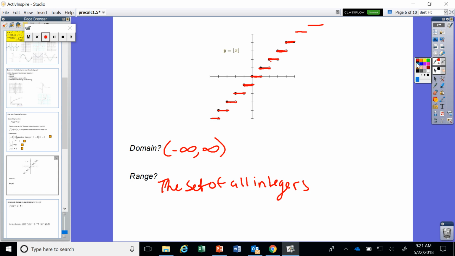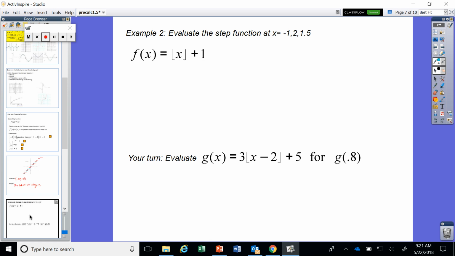Let me change colors to blue right here. All of this in between that you see every single time, you're missing all of those decimals or fractions. Instead, all we end up seeing is the integer side of things. What about evaluating some more intense functions that involve the step function? Let's take a look.